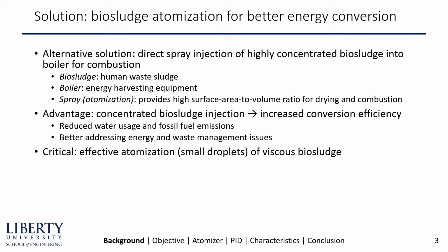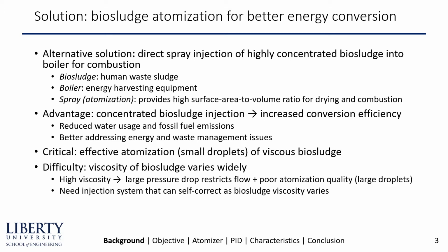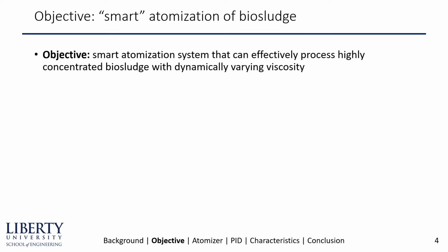Critical to this, of course, is effective atomization of the viscous biosludge, or getting small droplets. But another difficulty arises because the viscosity of the biosludge varies widely. If the viscosity gets too high, it can create a large pressure drop that restricts the flow of biosludge and leads to poor atomization quality, or large droplets. So we need an injection system that can self-correct as the biosludge viscosity varies. This leads to our objective: a smart atomization system that can effectively process highly concentrated biosludge with dynamically varying viscosity.